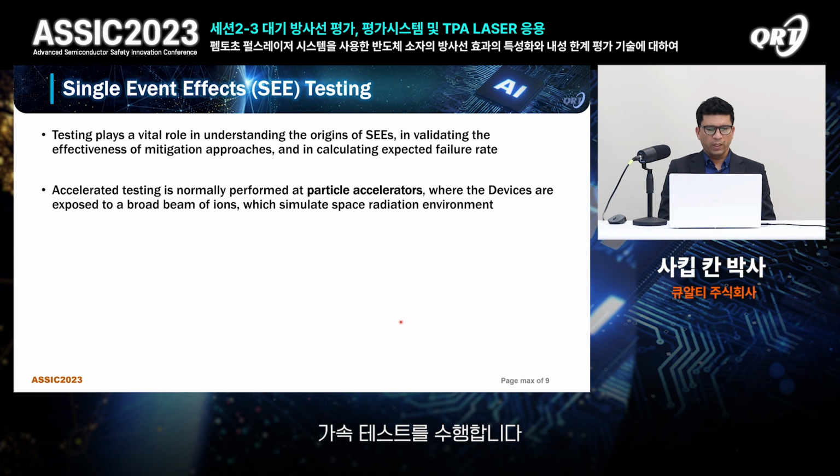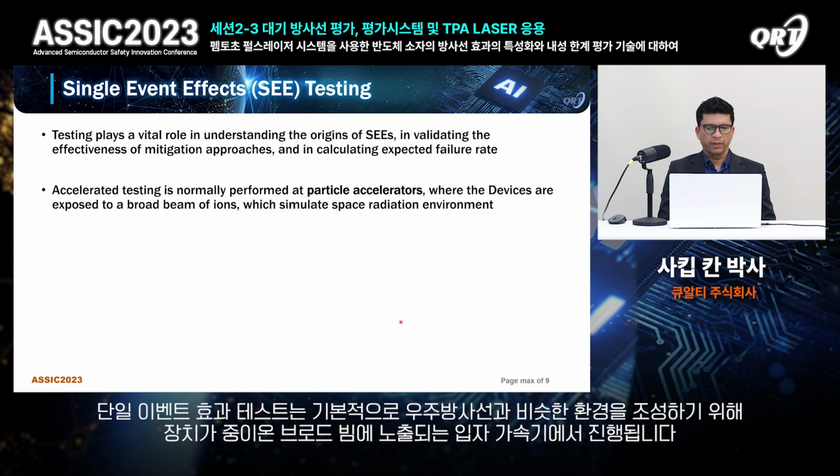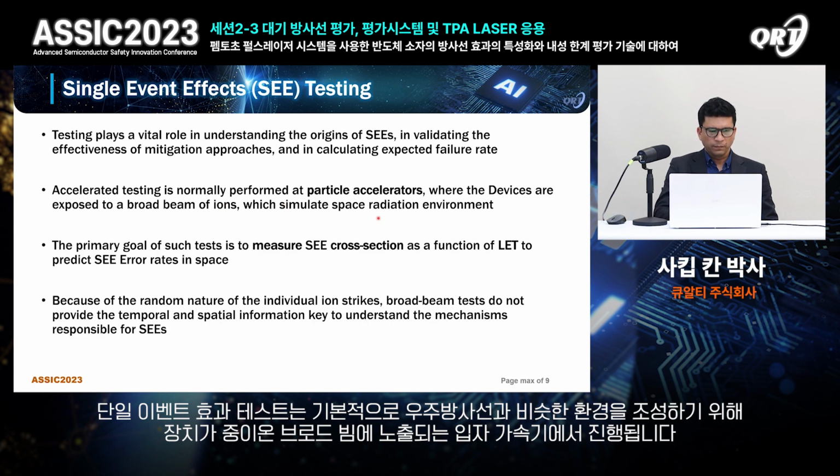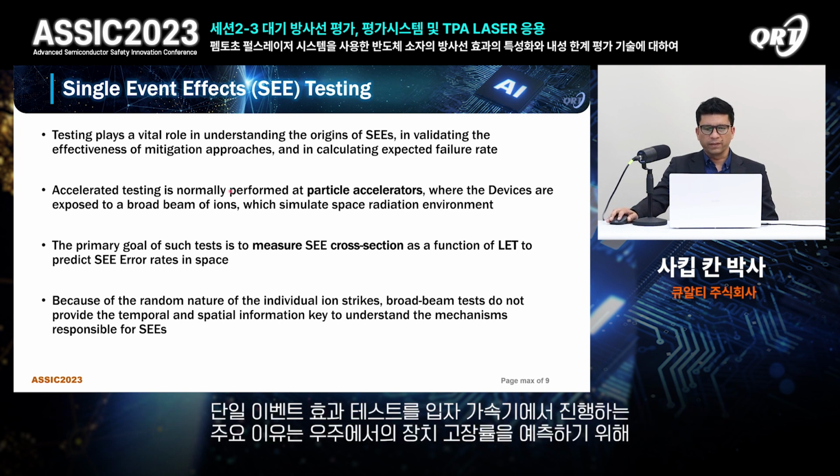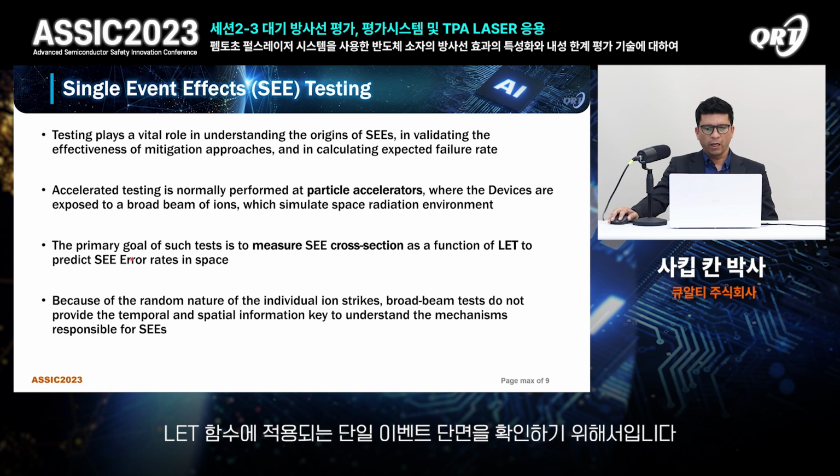Accelerated testing is performed. Single event effect testing is performed at particle accelerators, where the devices are exposed to the broad beam of heavy ions, which basically simulate the space radiation environment. The primary goal of the single event effect testing using particle accelerators is to find the single event effect cross-section of the device as a function of LET in order to predict their failure rate in space.